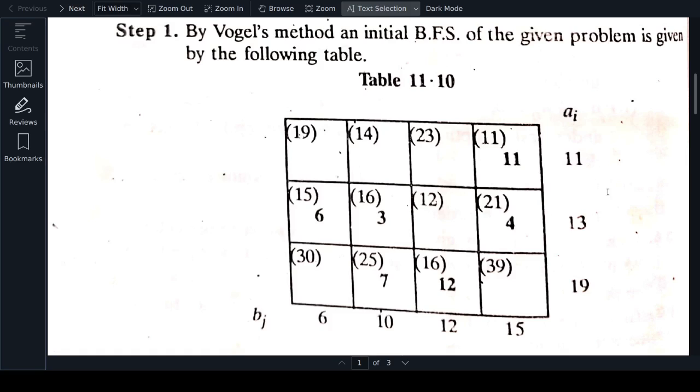Okay, so here you see the number of allocations is equal to m plus n minus 1, because the number of allocations is 6 and m plus n minus 1 is also 6. So m plus n minus 1 is equal to the number of allocations. Then this is the definition of what? This definition is called what?